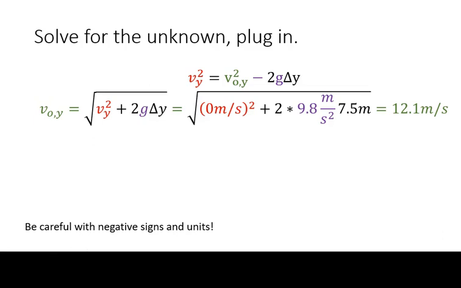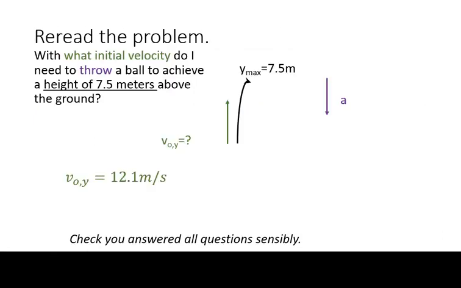This is why it is always important when rereading the problem to look at the picture and check that the answer you have chosen agrees with what the object should be doing at that time. In this case, we have chosen the positive solution because initially we expect the ball to be moving upward.